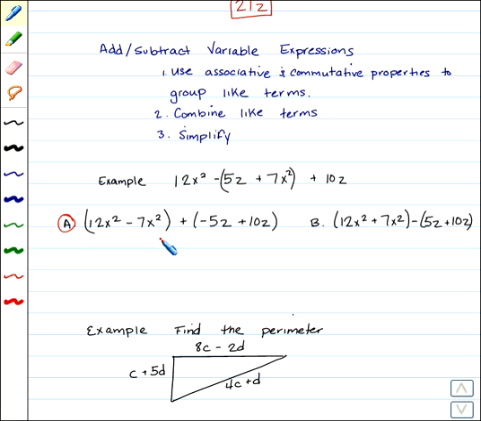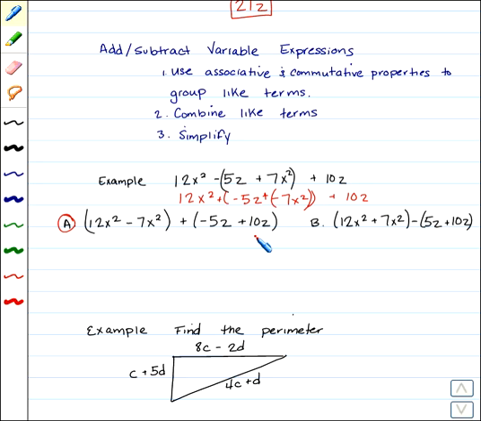Great work, guys. You should have come up with A. So what we do is, first of all, we change this to adding. We use our definition of subtracting. So we say we have 12x squared plus negative 5z minus 7x squared. So we add the opposite, plus 10z. Now we see we have our like terms. So we take our 12x squared minus 7x squared, because again we can just add the opposite here, so this would be add negative 7x squared plus negative 5z plus 10z.